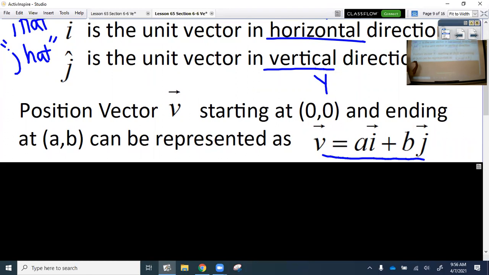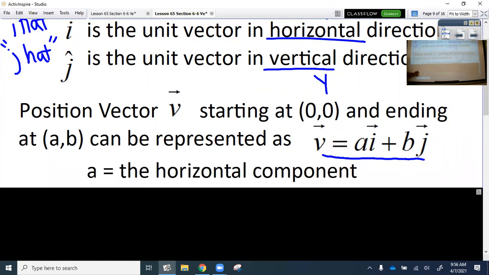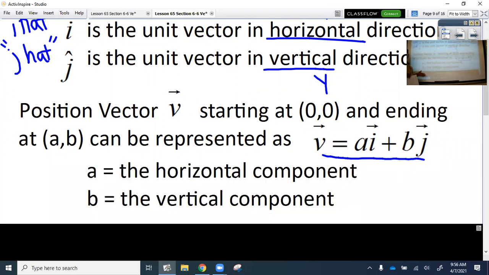All right, so we are going to write our vectors in that general form where A is the horizontal component and B is the vertical component. And you should be able to tell that because A is matched up with the I and B is matched up with the J. Okay.